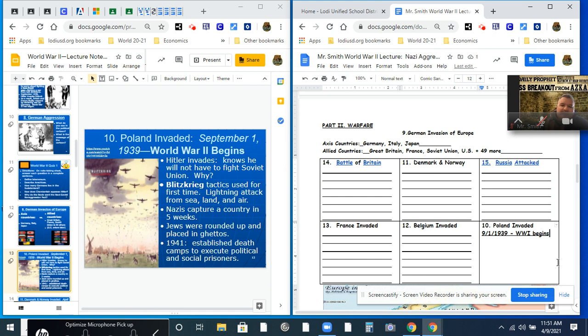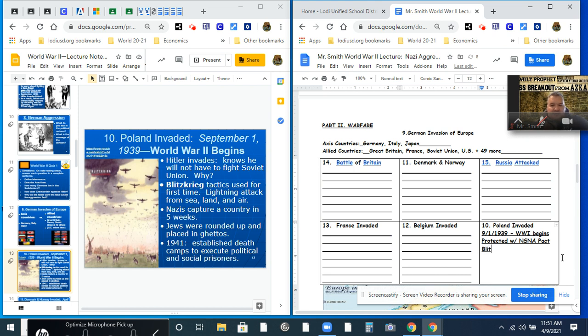Hitler invades knowing that the Soviets will not have to fight. He was not going to have to fight a two-front war. Why? He had signed that Nazi-Soviet non-aggression pact. Okay, so then protected, Nazi-Soviet non-aggression pact.